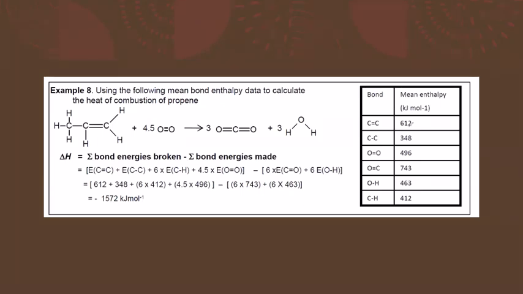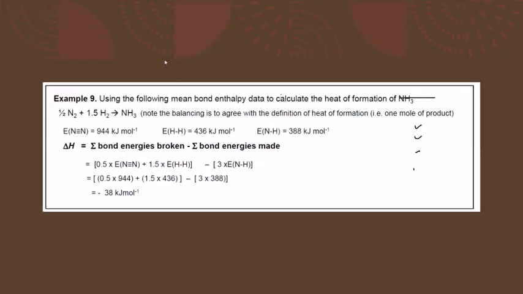You don't have to memorize these values, they will be given. These are all mean bond enthalpies, but in practice the bond energies are different. So, example: use the following mean bond enthalpy data to calculate the enthalpy change of formation of ammonia.